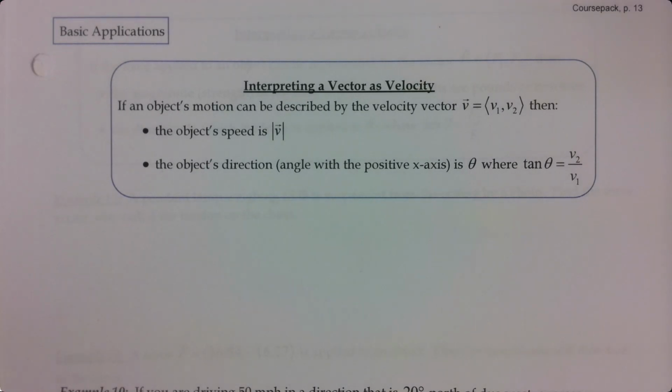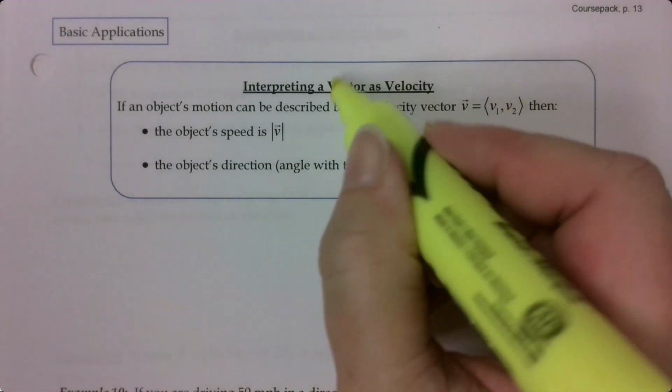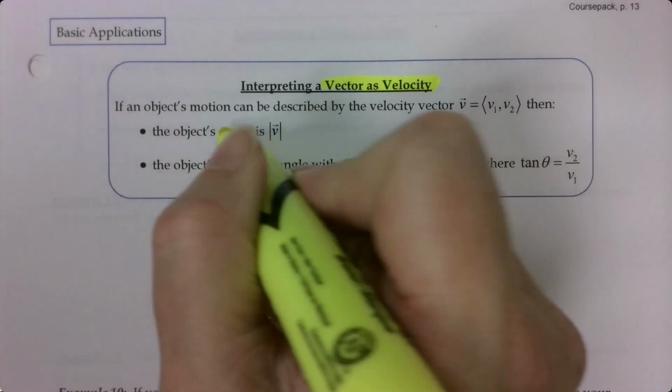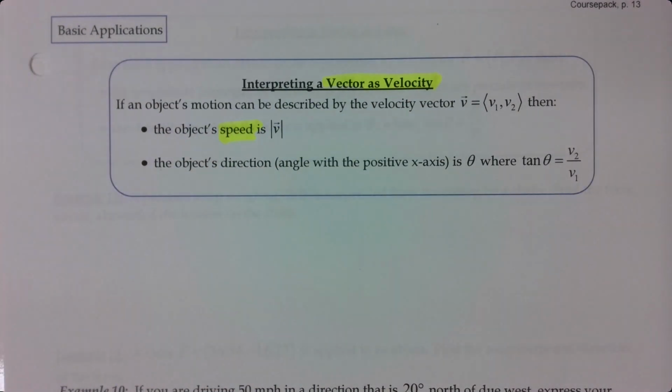So now let's do some basic applications of vectors. We're going to begin with vectors as velocity. If an object's motion can be described by the velocity vector v, which is v1 and v2 as its components, then the object's speed is the magnitude of that vector. And the object's direction is theta, where the tangent of theta is equal to v2 over v1.